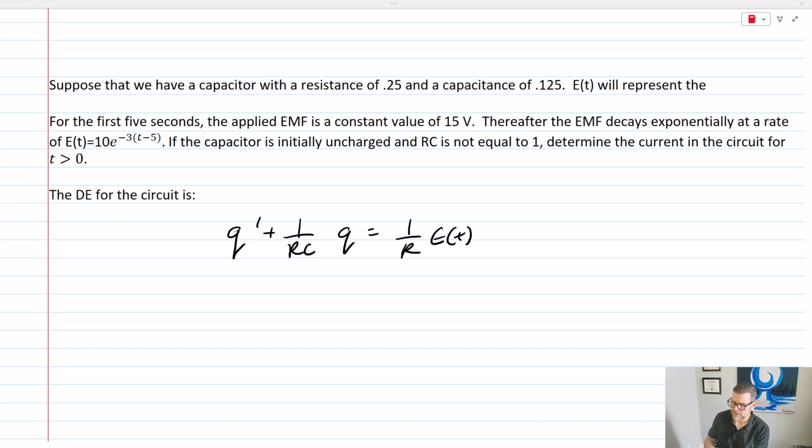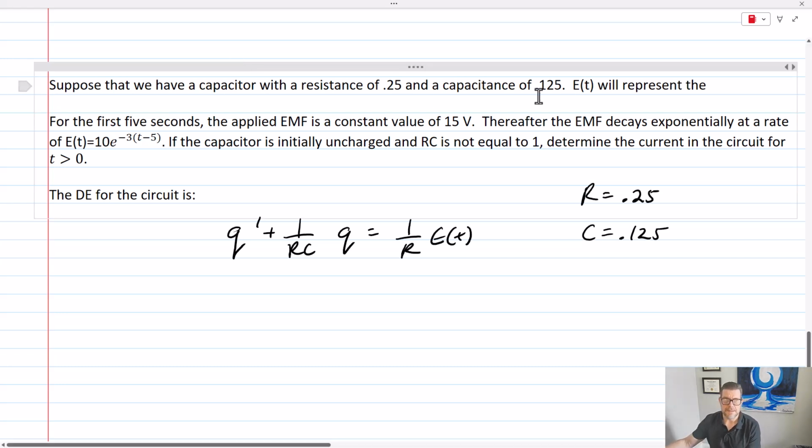Let's take a second example, and this time we're going to put in some values for, for example, our resistance and our capacitance. It actually simplifies things quite a lot because we don't have to put all those L's and R's in there. But the process is exactly the same, different differential equation, but that's okay. Suppose that we have a capacitor with our resistance R equal to 0.25 and our capacitance C equal to 0.125. E of t will represent the EMF.